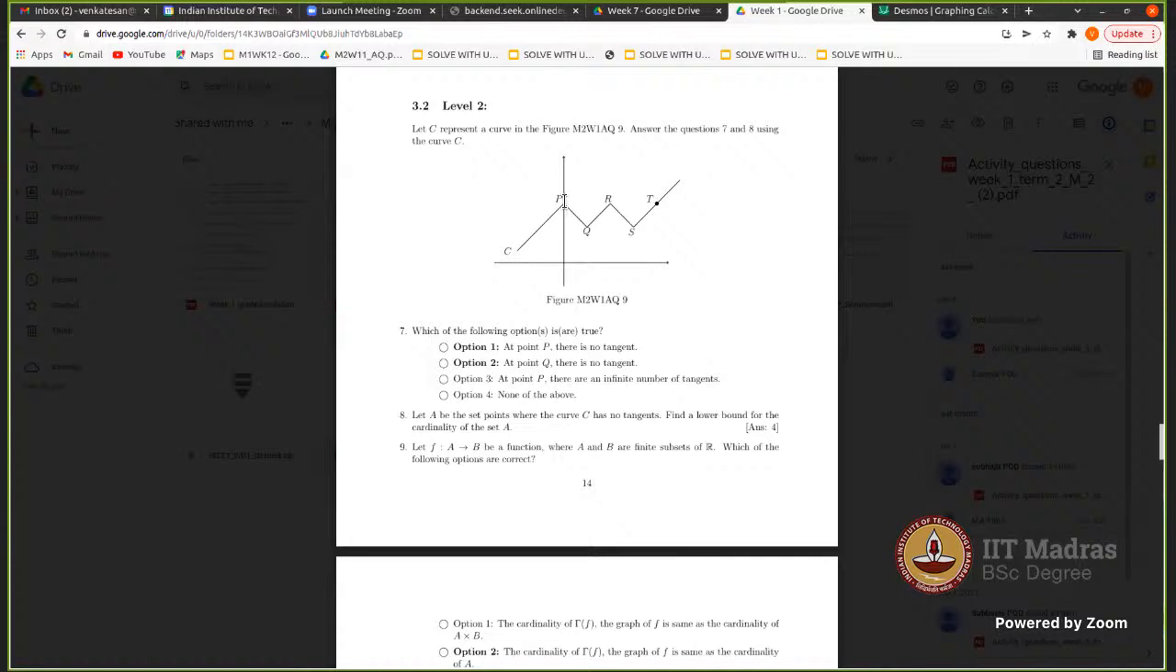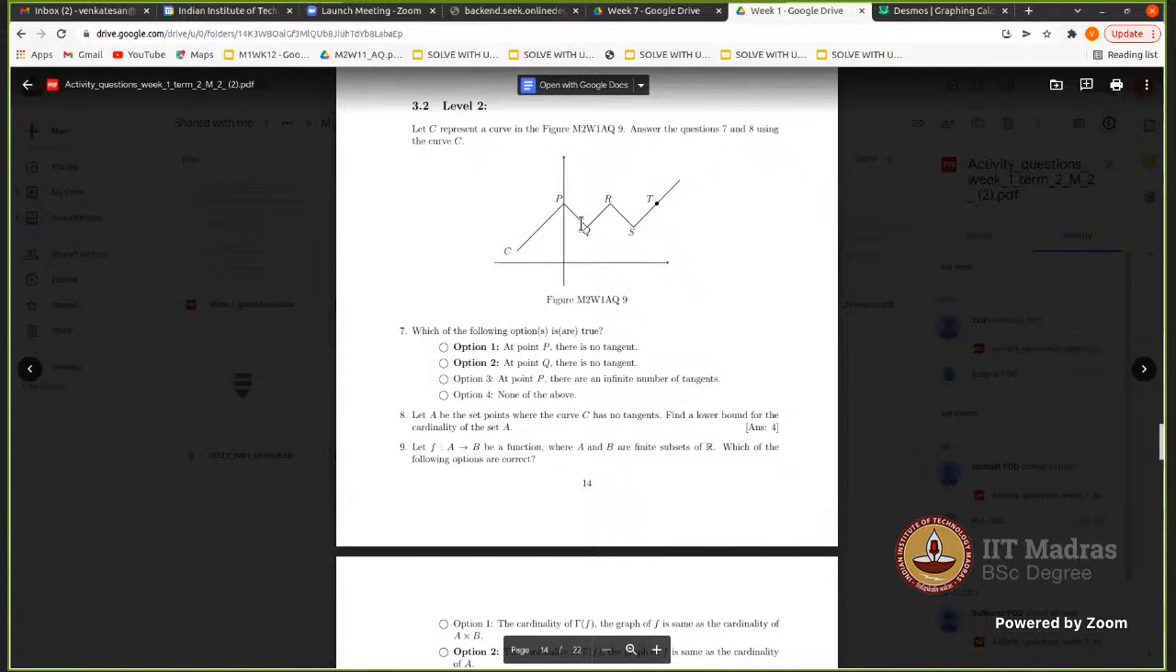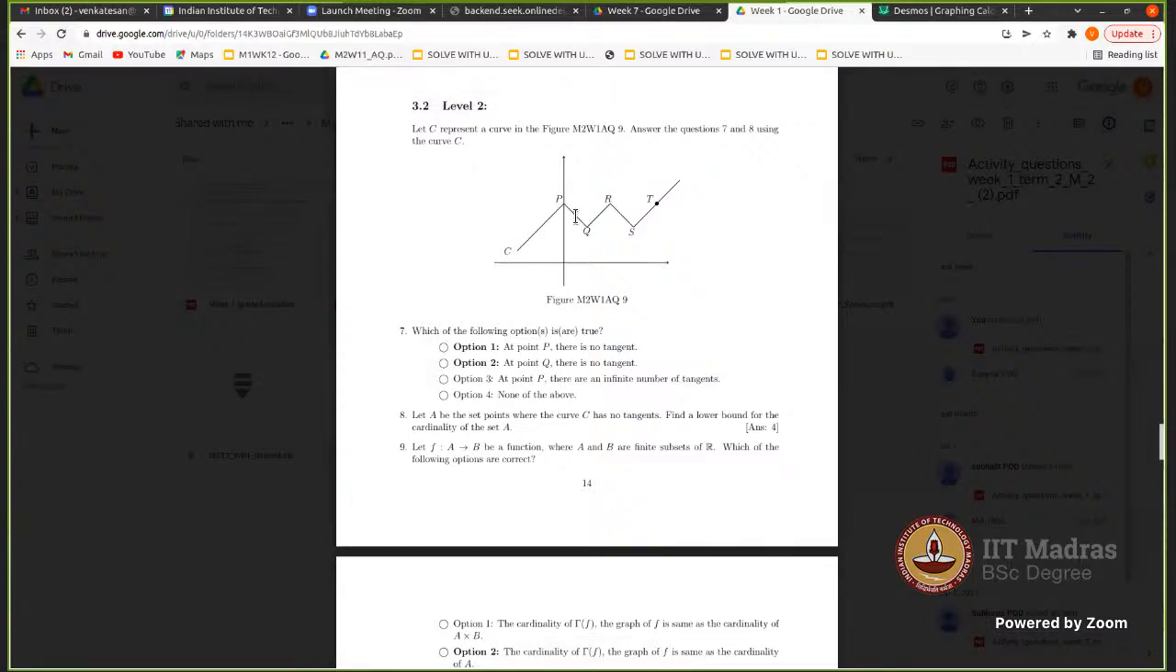So when it comes to the point P, if I look at the left hand side, I will have a tangent which is of this line. And if I look at the right side at P, I will have a tangent which is the PQ line. So if you are having two different tangents at one point, I say the tangent does not exist at that point.